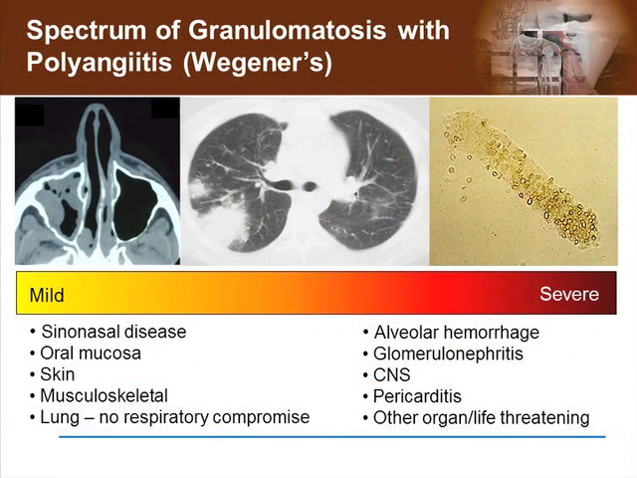When we think about the spectrum of GPA, we recognize that patients can have anywhere from mild to severe disease, whereby severe disease would be characterized by features such as alveolar hemorrhage, glomerulonephritis, involvement of the central nervous system, pericarditis, or other organ or life-threatening disease. And in this setting, the treatment options would be that of cyclophosphamide versus rituximab.